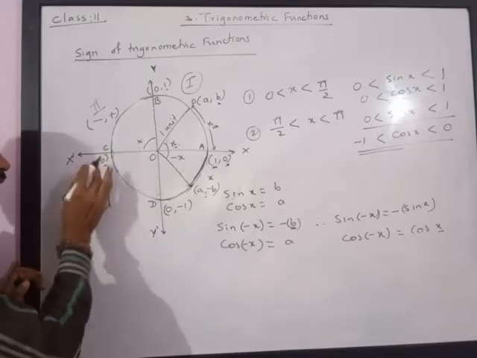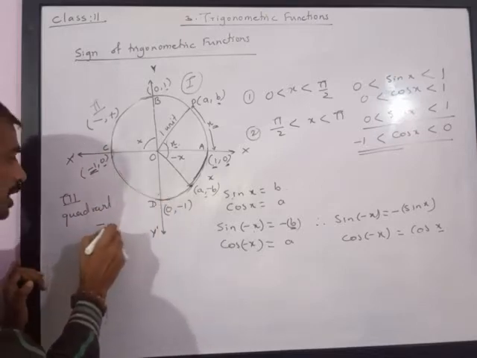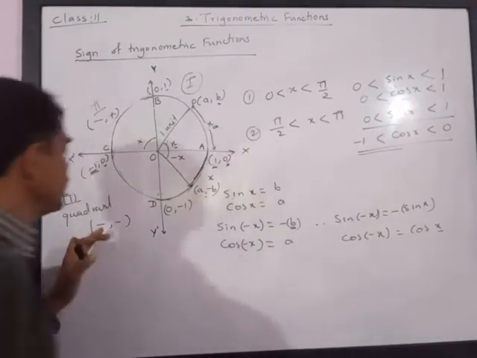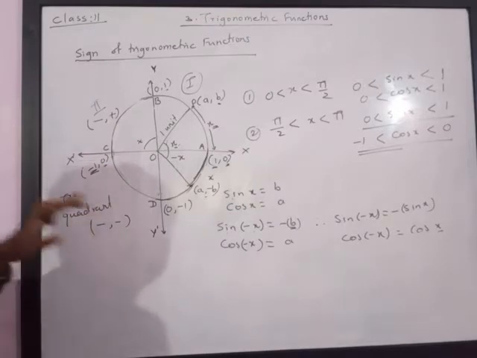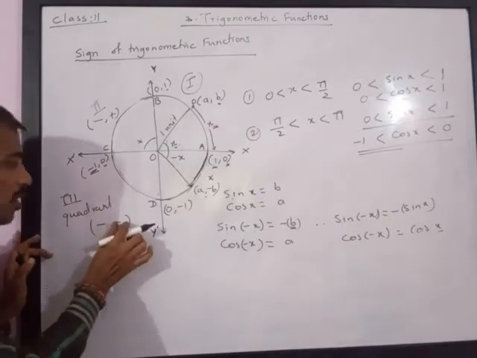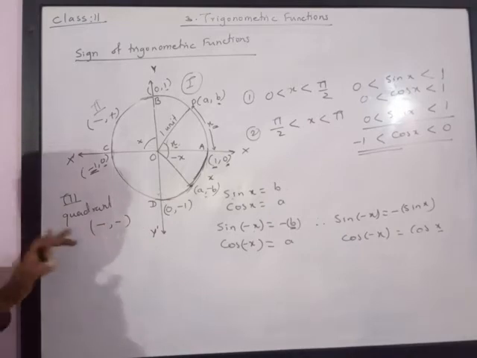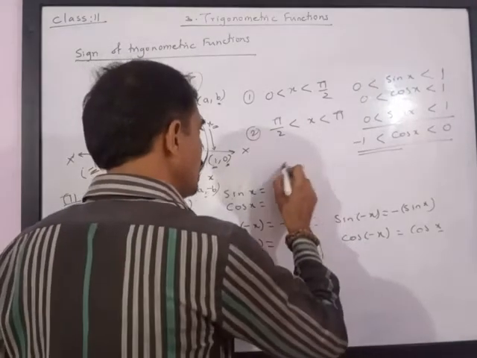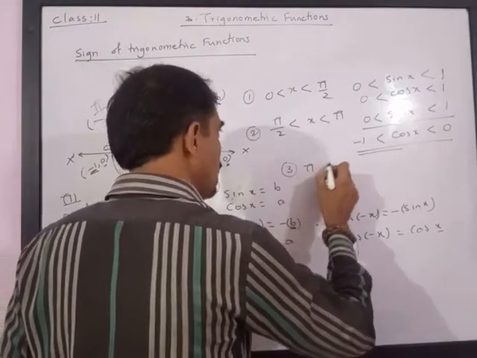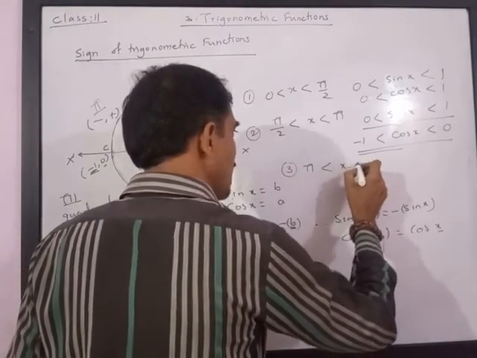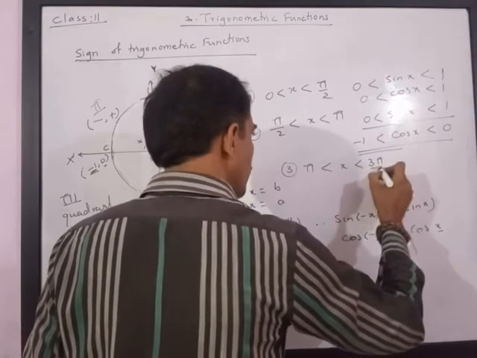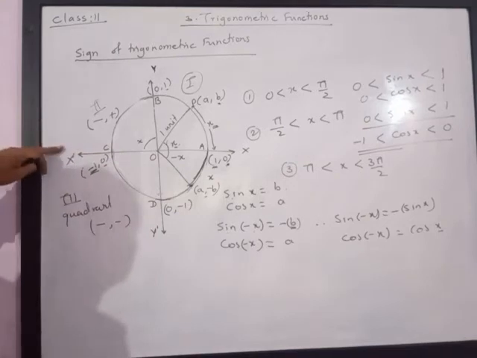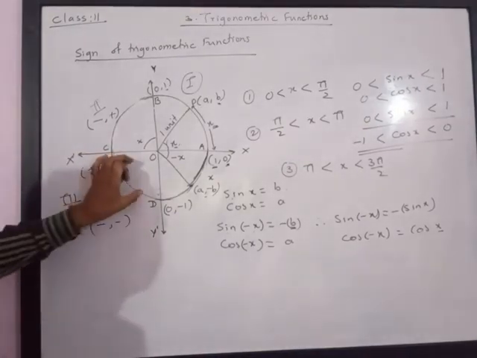In the third quadrant, the x coordinate is negative and the y coordinate is also negative. So please note, we will get sin values negative and cos values also negative. Sin is the y coordinate and cos is the x coordinate. It means in the third quadrant, sin values are negative. So when x lies between pi and 3 pi by 2, that is, the angle lies between the negative x axis and the negative y axis, it is in the third quadrant.